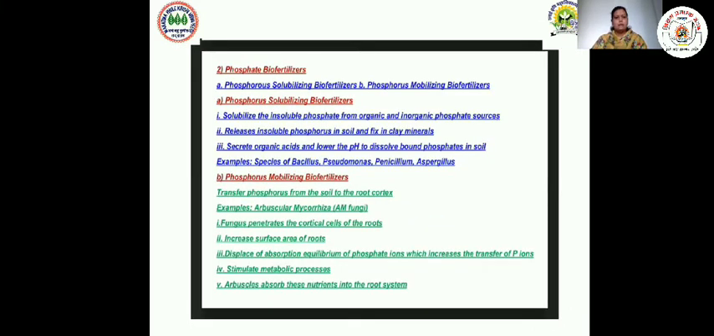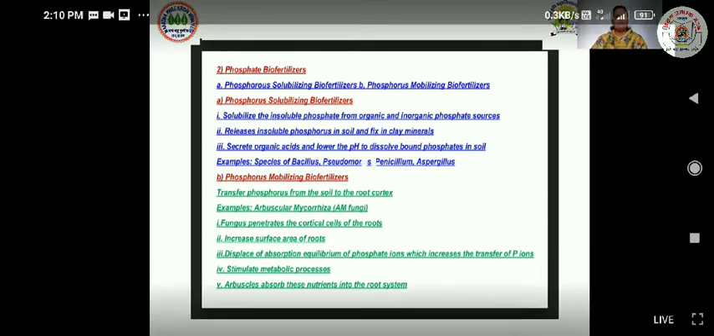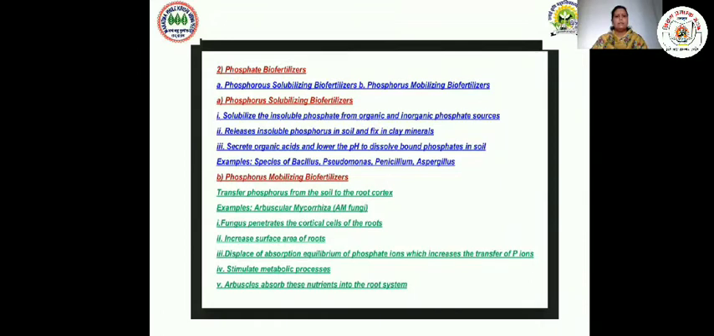Next is the phosphate biofertilizers: phosphorus solubilizing biofertilizers and phosphorus mobilizing biofertilizers. In that, the first one is the phosphorus solubilizing biofertilizer. They solubilize the insoluble phosphate from the organic and inorganic phosphate sources. Then it releases the insoluble phosphorus in soil and fixes in the clay mineral. Then it secretes the organic acids and lowers the pH to dissolve the bound phosphates present in the soil. The example is the species of Bacillus, Pseudomonas, Penicillium, and Aspergillus.